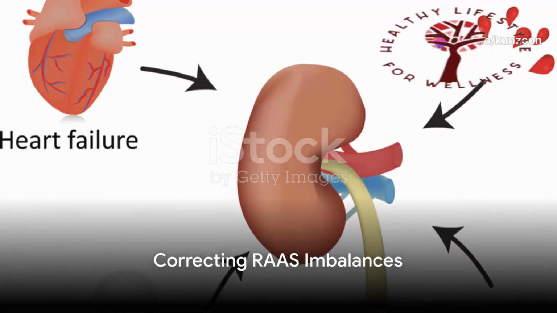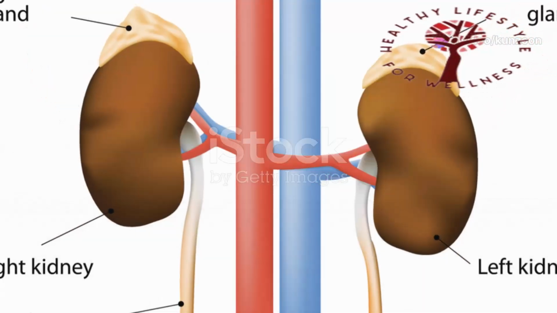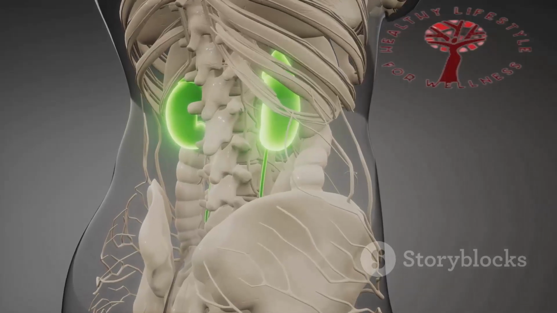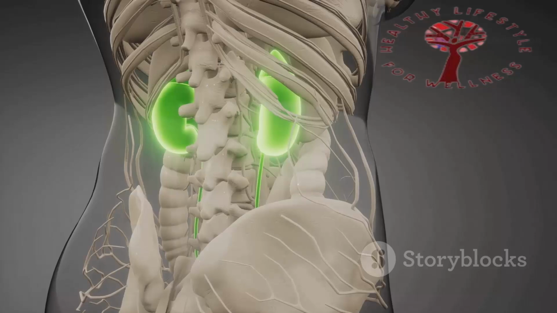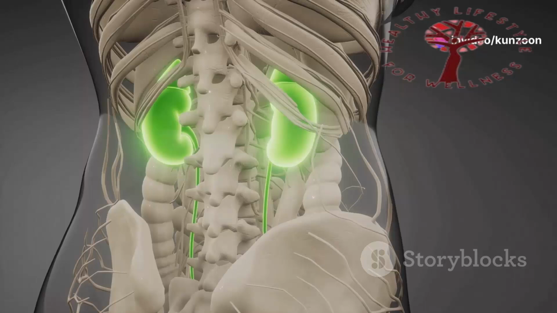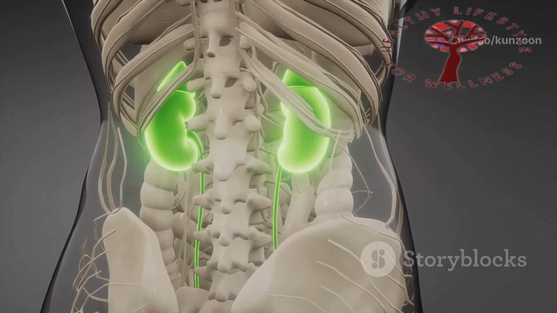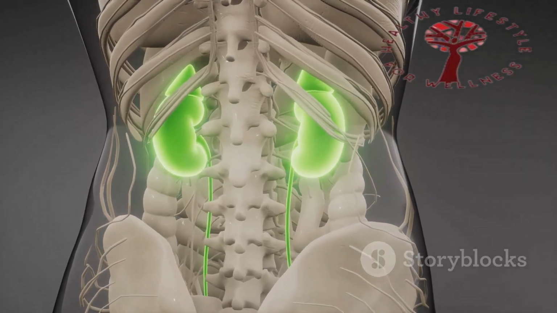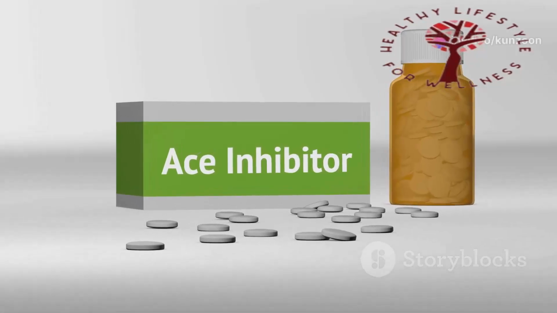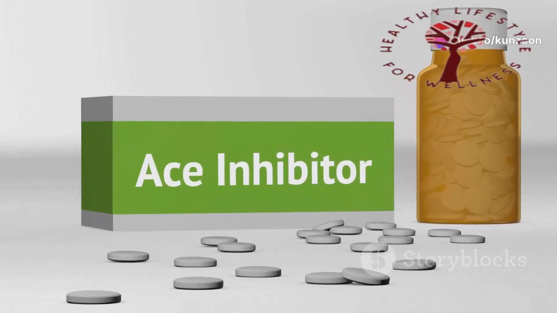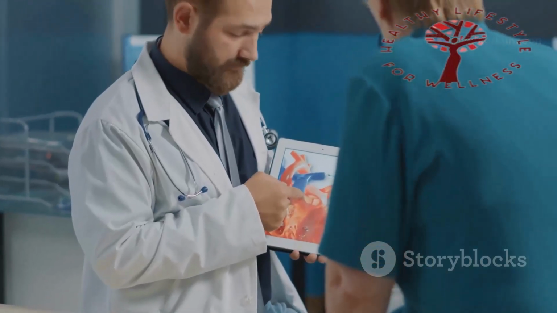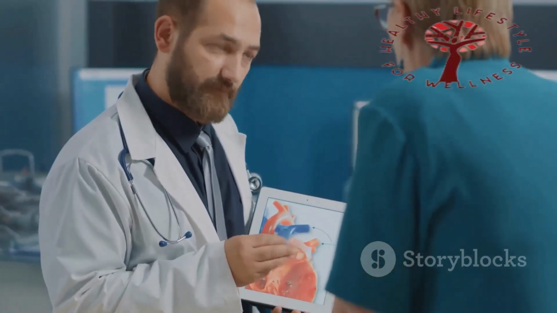Correcting imbalances in the Renin-Angiotensin-Aldosterone system, RAAS, typically involves addressing the underlying cause of the dysregulation. Treatment strategies may vary depending on whether the RAAS is overactive or underactive and the specific condition associated with the imbalance. Here are some general approaches to setting right imbalances in the RAS. ACE inhibitors. These medications block the action of angiotensin-converting enzyme, ACE, which prevents the conversion of angiotensin 1 to angiotensin 2. ACE inhibitors help lower blood pressure and reduce the effects of RAS overactivity.